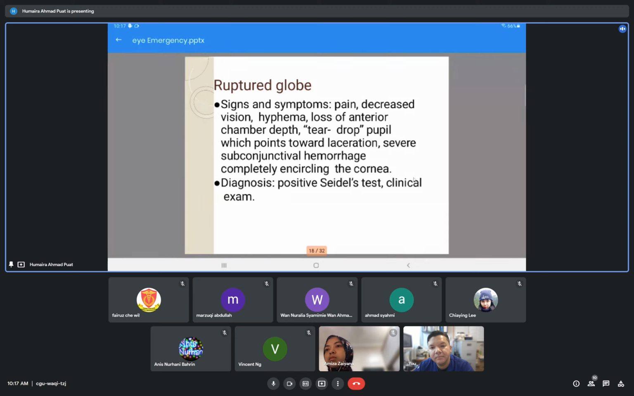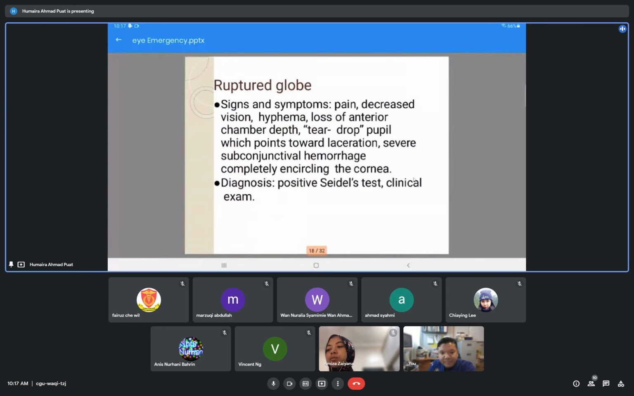This one we can check when we do the physical examination, we can see its shape. And then severe conjunctival hemorrhage, completely encircling the cornea.